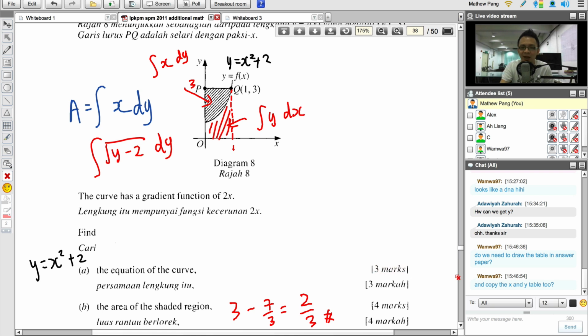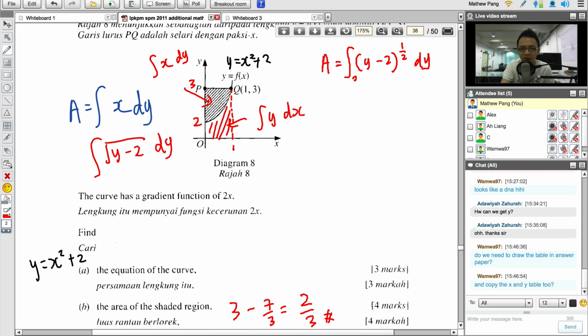So I will straight away integrate this one. Area equals, I integrate this one, I make this one equals to (y minus 2) power half dy. Alright, and the limit actually is from, oh no, this is not from 0 to 3. You have to go from here to here. So here to here you have to find what's the y-intercept. When x equals 0, y equals 2. So this one is actually from 2 to 3.